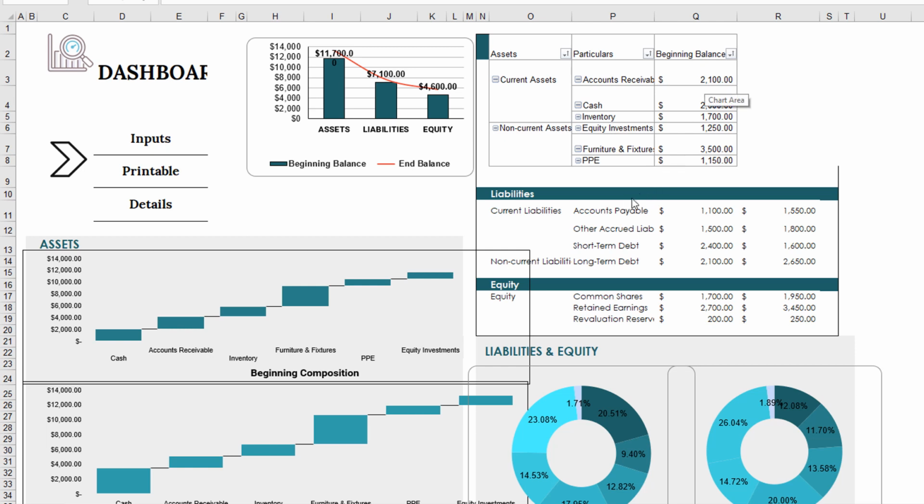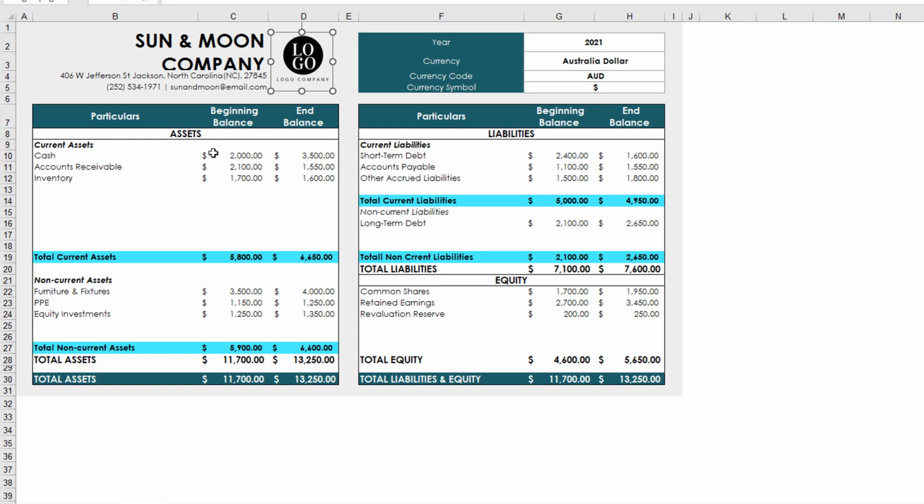Shareholder equity represents the ownership interest of the company's shareholders. Retained earnings are the profits that a company has earned and retained since it was founded, minus any dividends paid to shareholders. Now that we have a basic understanding of the components of a balance sheet, let's talk about how to develop one.